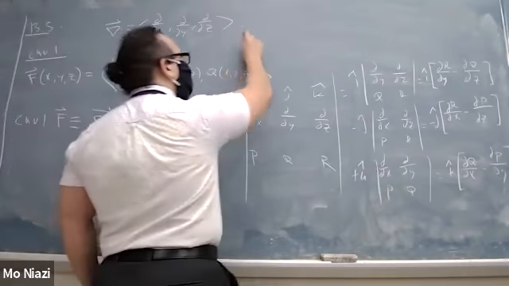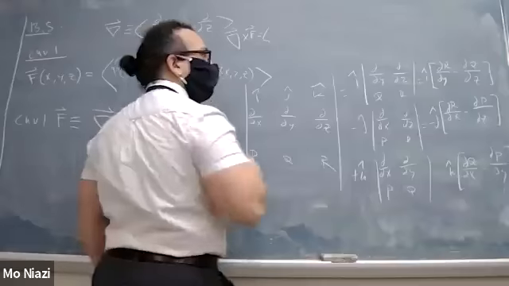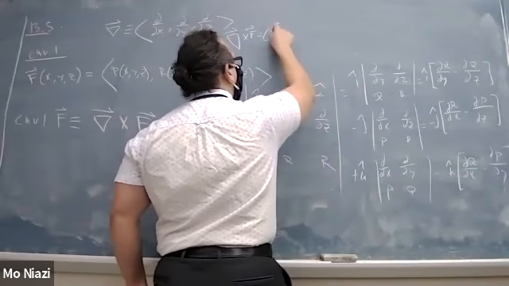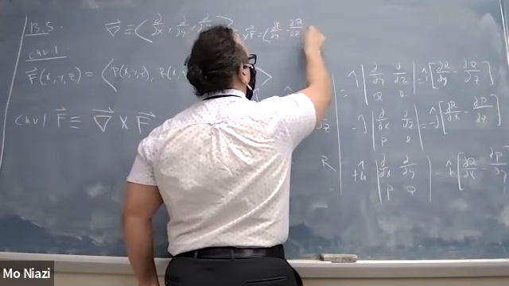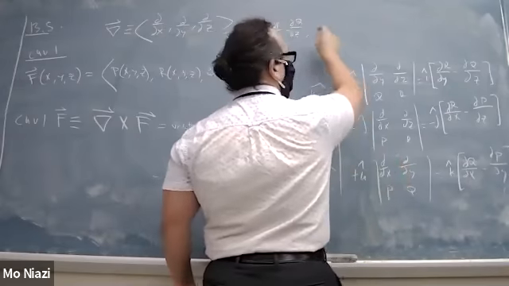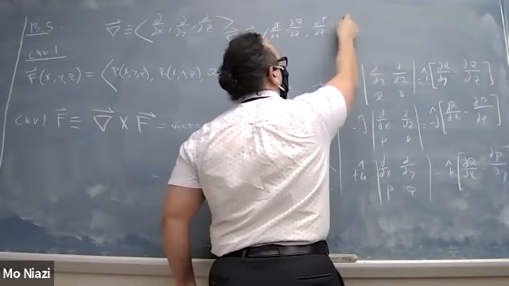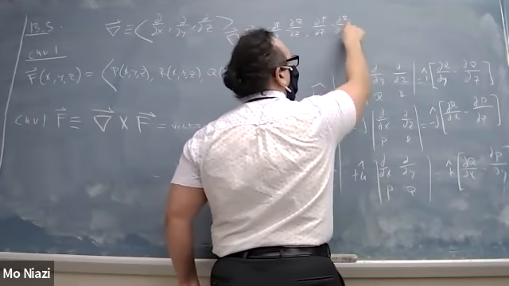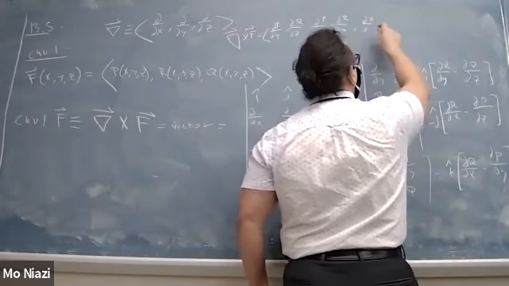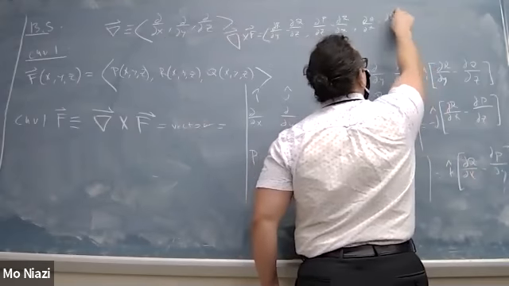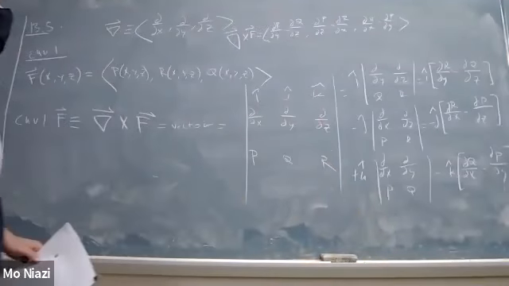Component-wise, the curl of F is equal to partial R, partial y, minus partial Q, partial z, comma. Let's distribute that negative, so this becomes partial P, partial z, minus partial R, partial x, comma, partial Q, partial x, minus partial P, partial y. That is the vector.